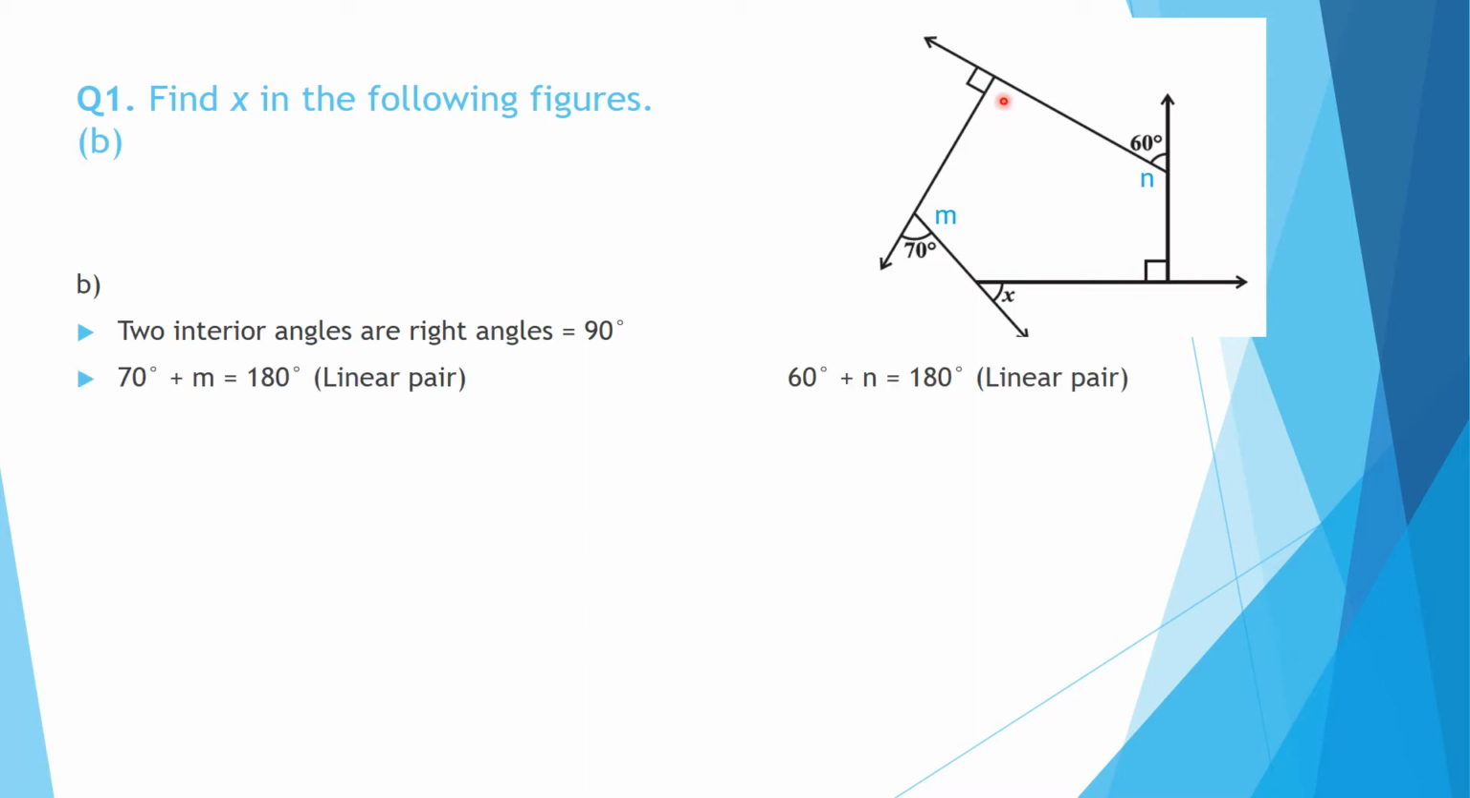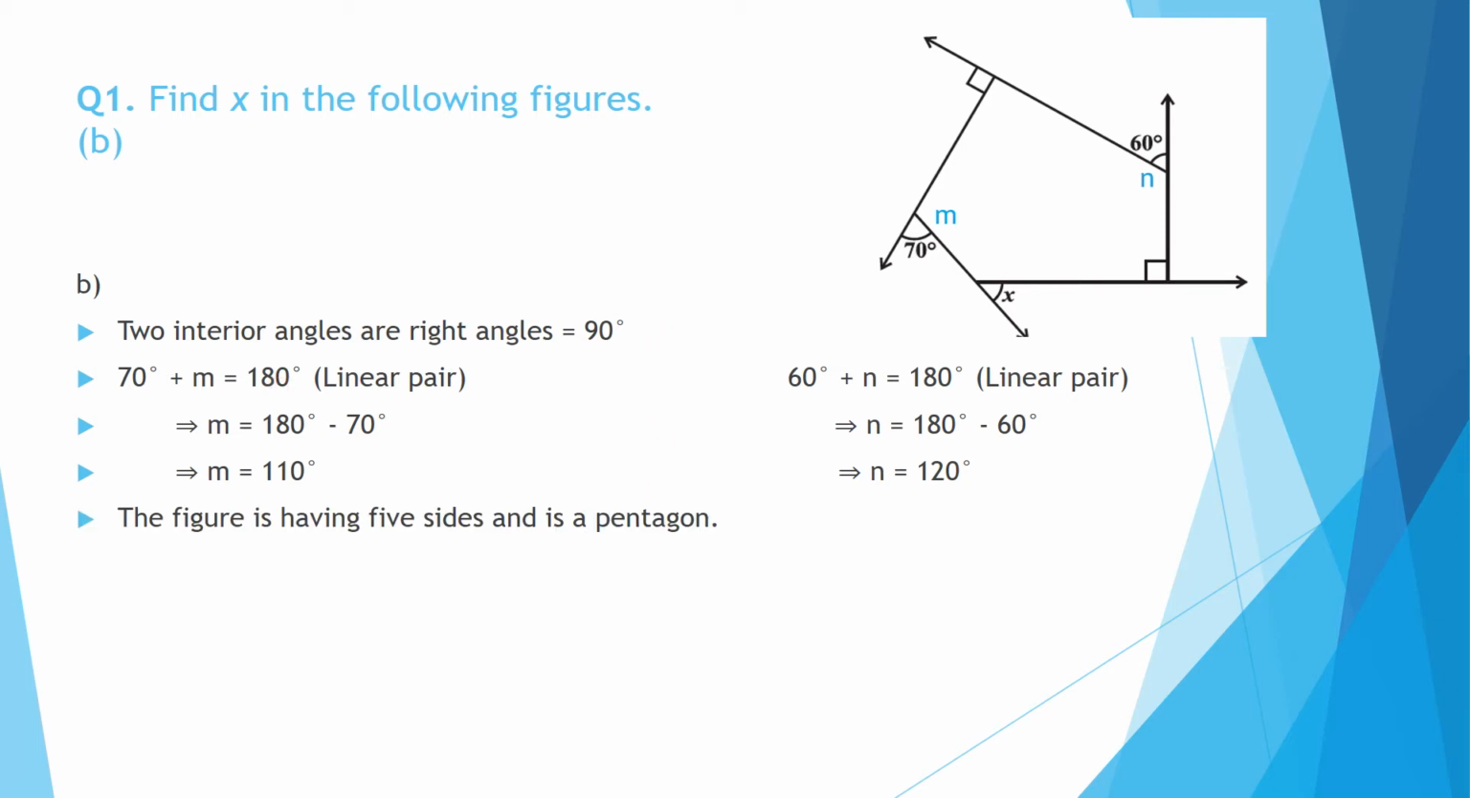The third angle is 70 plus M is 180 degrees, a linear pair. And the fourth angle is 60 plus N is 180 degrees, a linear pair, as I told you. Now we will solve these two to find the value of M and N. M is 180 minus 70, so M will be 110 degrees. And on the right side, N is equal to 180 minus 60, so N is 120 degrees. You can also write it like this in the notebook, M and N, but put a line in between. The figure has 5 sides, so it is a pentagon, and the sum of the angles of a pentagon is 540 degrees.